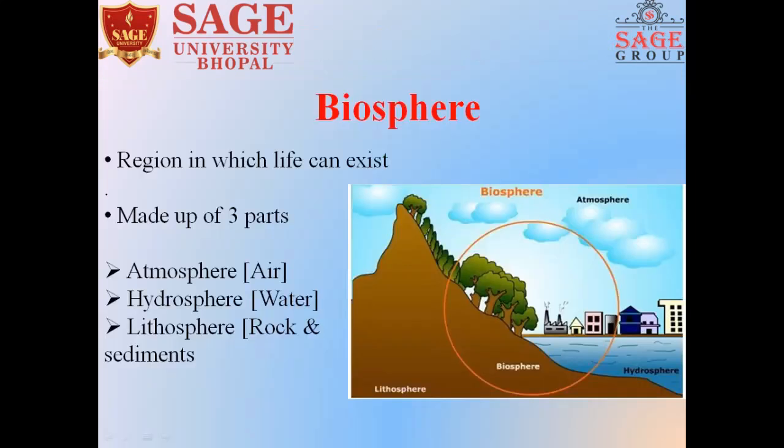Now, last, biosphere. Biosphere is the region in which life can exist. All human beings live their life in the biosphere. So the biosphere is basically a sphere which is made up of three parts: atmosphere, hydrosphere, and lithosphere, and this is all about biosphere.